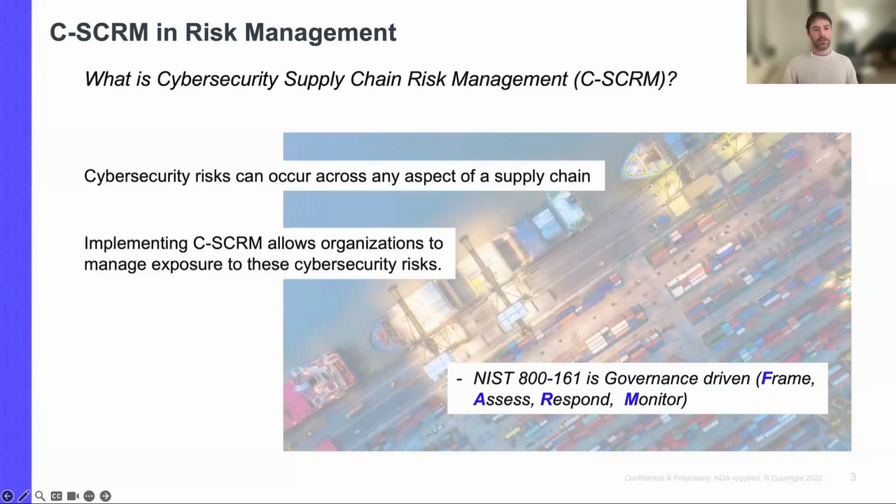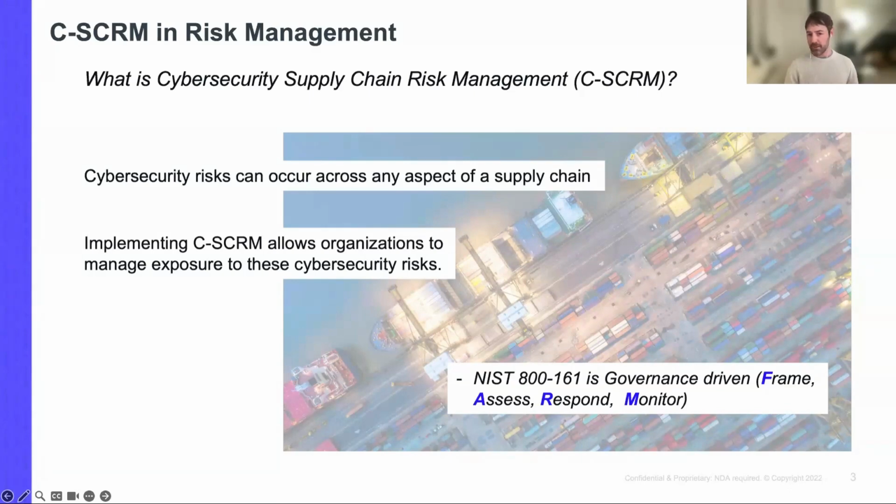So let's start with CSCRM in risk management. What is cybersecurity supply chain risk management? You may see a few acronyms throughout today, so please bear with us. That's not uncommon when covering these types of topics. The key piece firstly, I guess, is to state that as we've seen certainly over the past 12 to 18 months, cybersecurity risks can occur across any aspect of the supply chain, and we're seeing more and more risks and threats coming up that are impacting either single or multiple aspects of a business's wider supply chain and third party, a group of third parties.